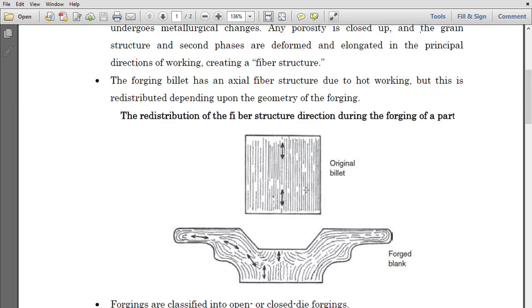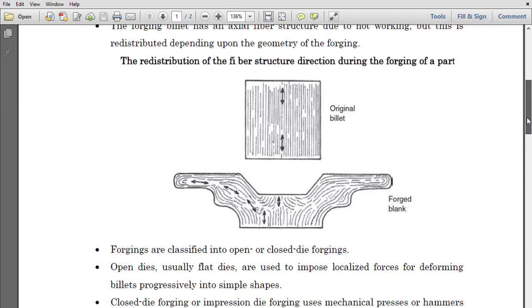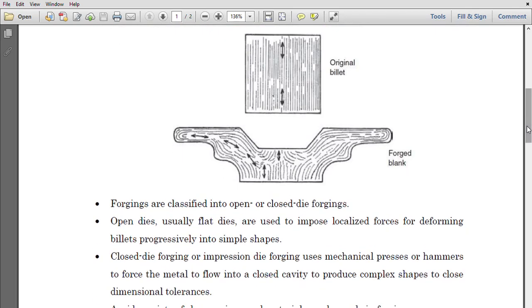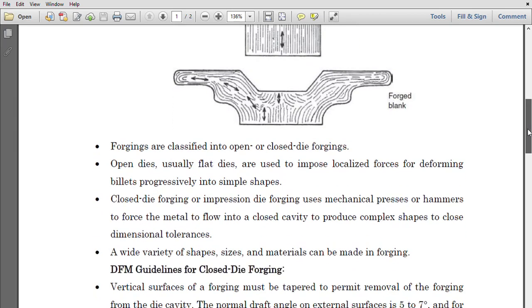Here we could see that this billet has undergone an extensive metallurgical change. Here the fibers are oriented like this, and after forging, that is after applying the localized stress to the material, the fibers are axially oriented. We could see this from the figure. So because of this localized stress and the axial orientation of these fibers, the forging is very strong, right? So we can get various shapes and materials that can be made through forging.